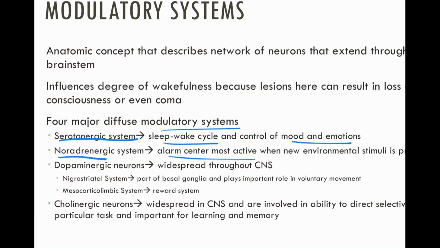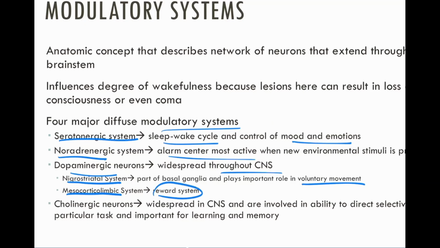Dopaminergic, this is throughout our CNS. We have a nigrostriatal system. Nigrostriatal, substantia nigra, that's all going to be about movement, voluntary movement. This is one part of the dopamine. The other part of the dopamine is your mesocortical limbic. It's got the word limbic in it. Limbic is our emotion center, and it's our reward system.